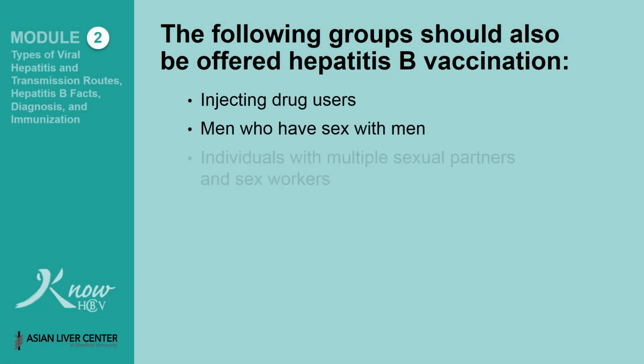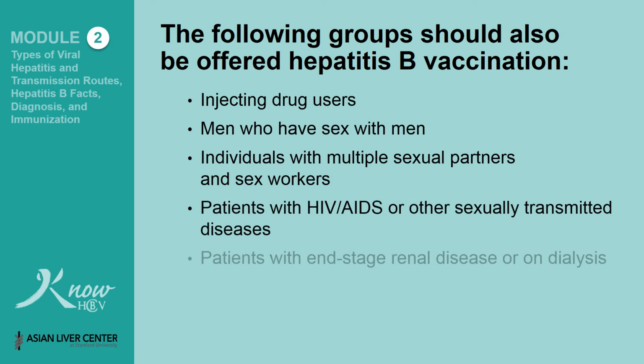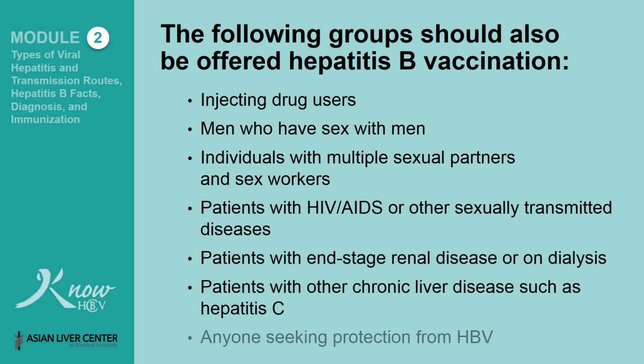Other groups who are at an increased risk of infection and should be offered hepatitis B vaccination include injecting drug users, men who have sex with men, individuals with multiple sexual partners including sex workers, HIV/AIDS patients or those with other sexually transmitted diseases, patients with end-stage renal disease or on dialysis, and patients with chronic liver disease including hepatitis C. Any person who wishes to be protected from hepatitis B should also be offered vaccination. If you are already infected with hepatitis B virus, vaccination does not provide protection or treatment.